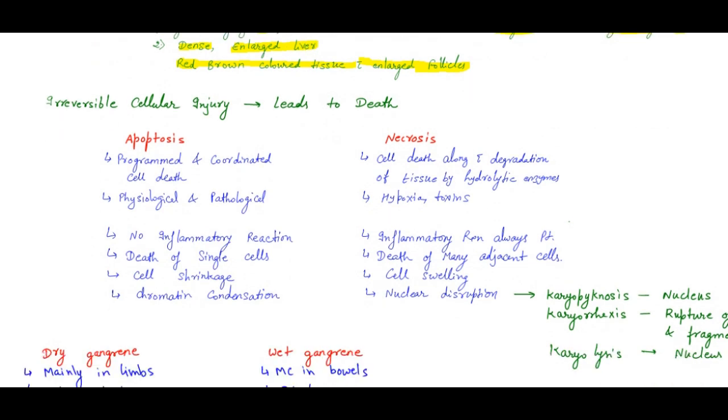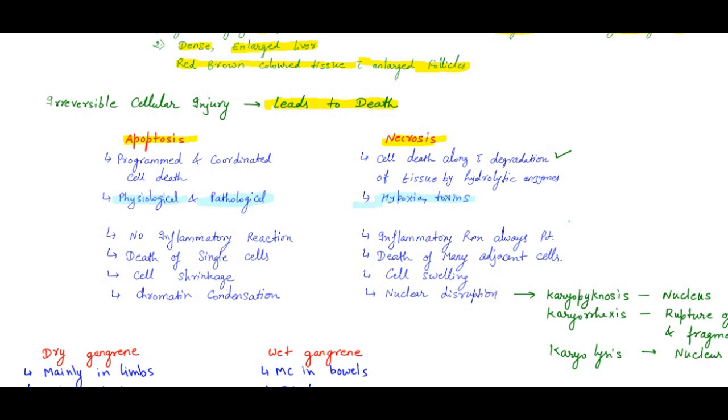Then there is irreversible cellular injury. Remember, irreversible cellular injury leads to death. That can be apoptosis or necrosis. Apoptosis, remember, is programmed and coordinated cell death. Necrosis is cell death along with degradation of the tissue, for example when hydrolytic enzymes are secreted from the lysosomes, which leads to cell death. Remember, apoptosis can be physiological and it can be pathological, but necrosis is mainly due to hypoxia or some toxins.